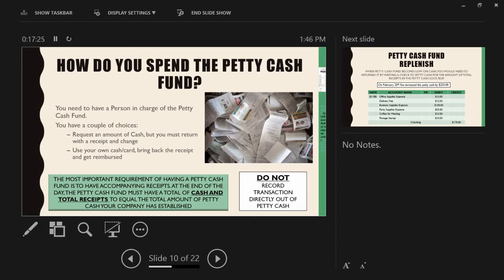I increased it to 250. So now my balance has to be 750, and it must consist of the total number of receipts plus the cash that is in the petty cash fund. So no matter when you keep taking money in and out of the petty cash fund, it must always equal the total amount that you established the petty cash for. Okay? So understand that.